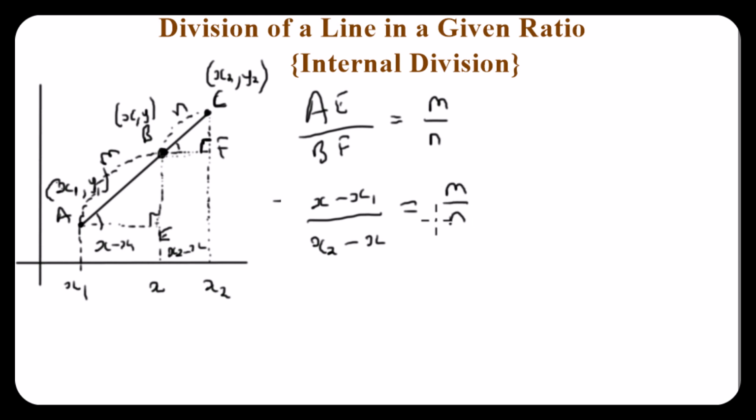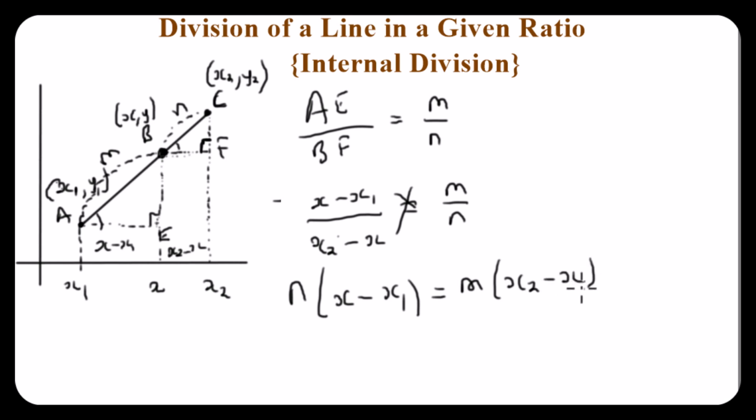Now, what do I do? I can simply cross multiply. So cross multiplying this, I'll have n in the bracket of x minus x1 equal to m in the bracket of x2 minus x. Now, since we're looking for the x coordinate, I need to open this bracket. Opening this bracket, n multiplied by x gives us nx. n multiplied by minus x1 gives me minus nx1, and this will be equal to, again, do the same thing, mx2 minus mx, isn't it? Now, group the x together, that is, take mx to the other side.